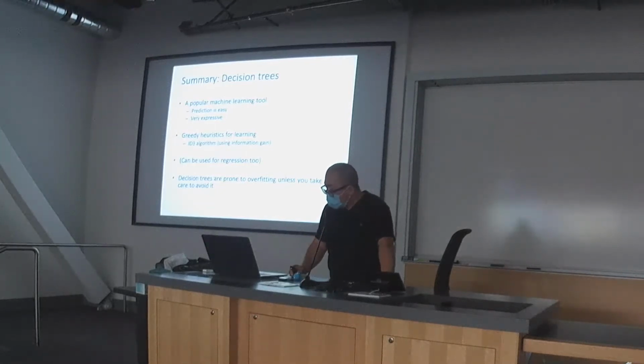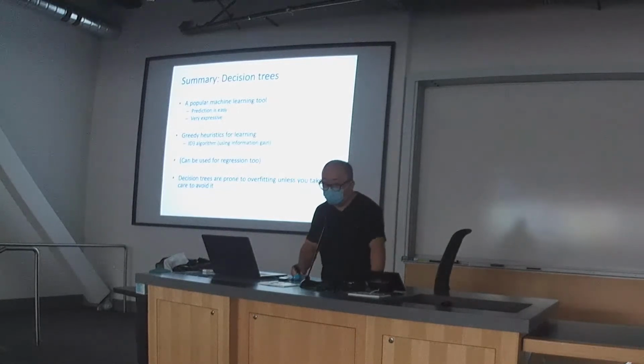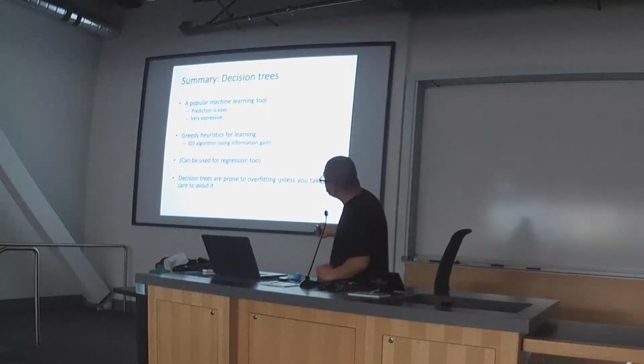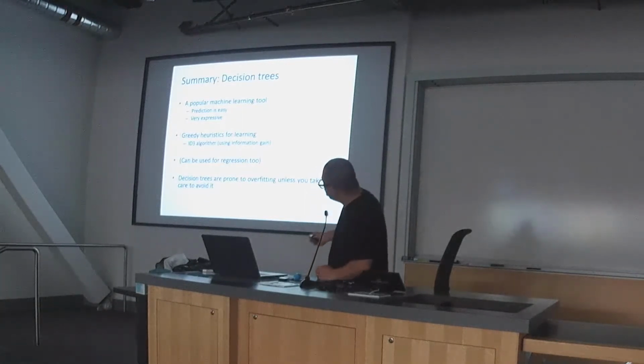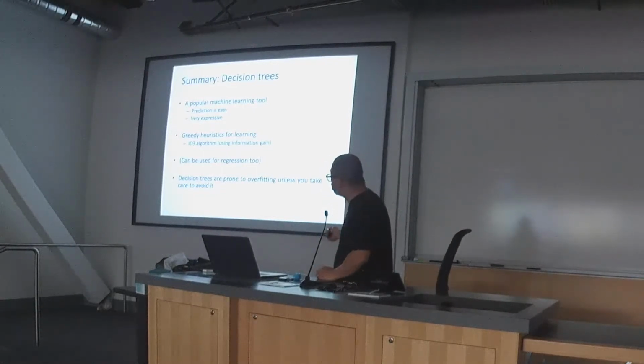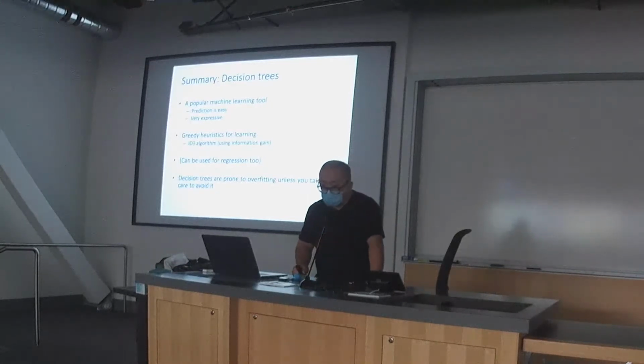And the learning algorithm essentially is a greedy heuristic to find a tree to be as small as possible, but it cannot guarantee to find the truly smallest tree. And it also can be used for regression. If you stop at some leaf node, and you just take the average or the median of the continuous labels as your label, you can do regression. And finally, it's also very important, decision trees are prone to overfitting. So in practice, you always need to take some kind of action to prevent overfitting.